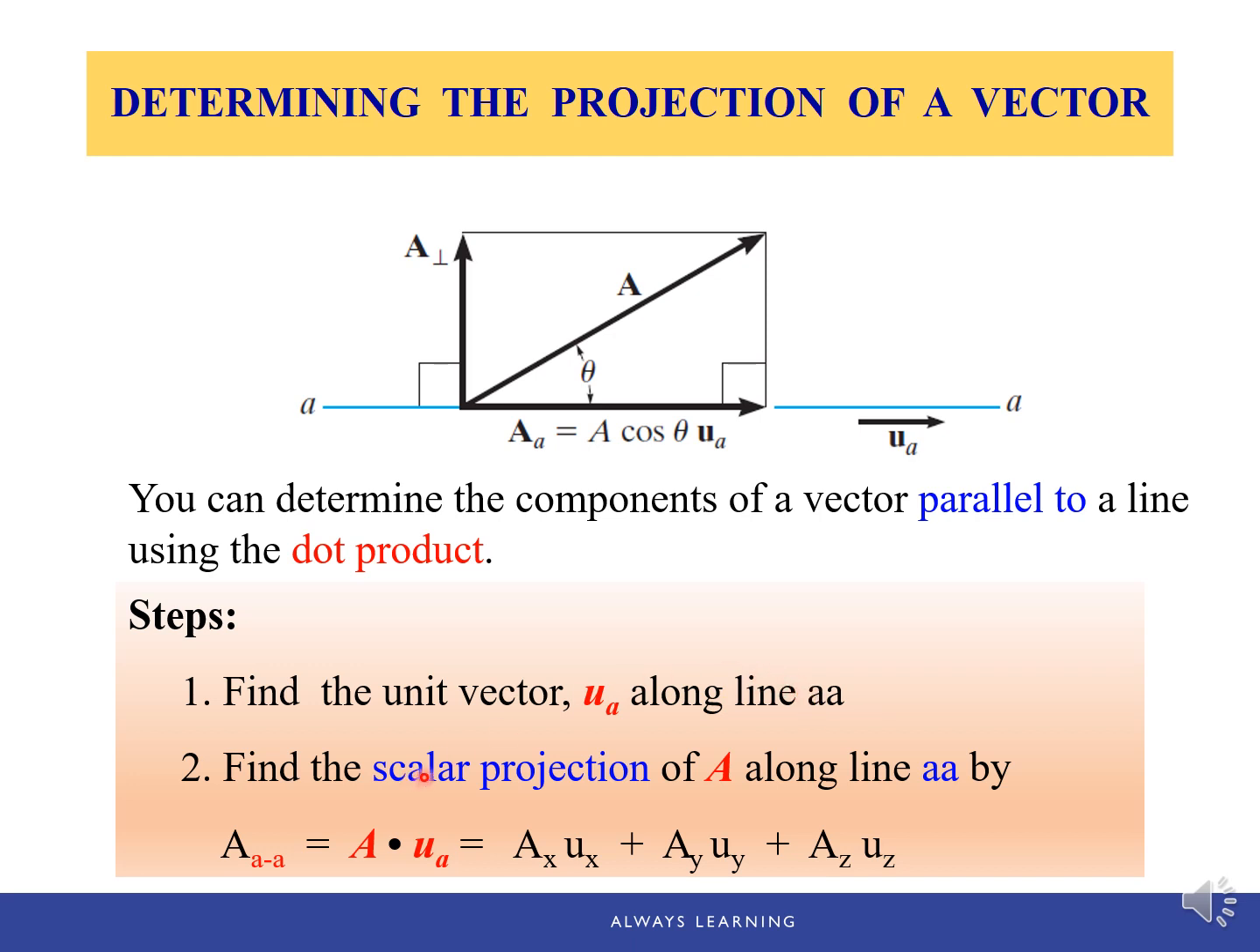Second, we're going to perform the dot product between the vector A and the unit vector u_A. So be very careful with the operands of the dot product. It's A and u_A, the unit vector of the direction, not any position vector along that direction, but the unit vector, which has a magnitude of 1. And this will give you the scalar projection, because the dot product is called a scalar product. So you have the magnitude of the projection.